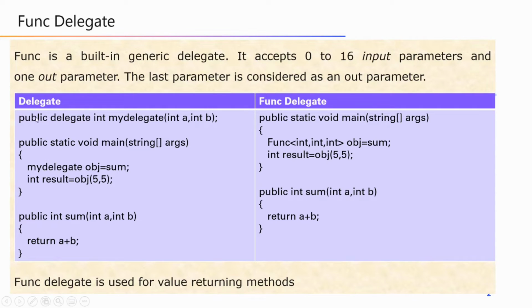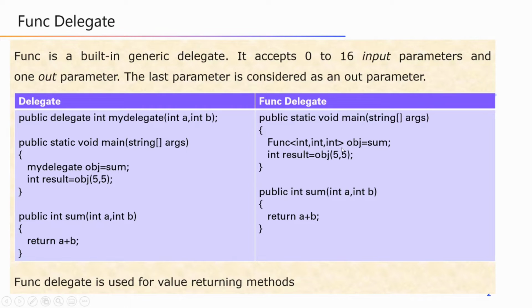Hi all, let's see Func Delegate in C Sharp. A func is a built-in generic delegate. Let's consider this some method. When we call this method using delegate, we have to create a delegate which should match our method signature, and have to create an object for that delegate and assign our method to that object, and have to call that object to access our method.